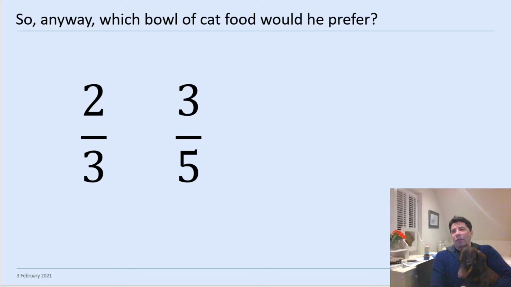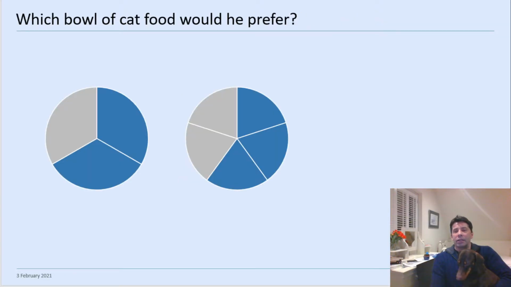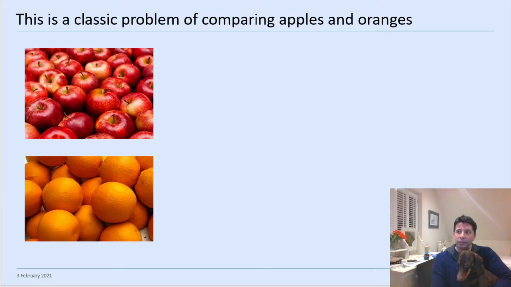Anyway, which bowl of cat food would Chewy prefer, given that he prefers more rather than less? Here are some pictures of some bowls of cat food. On the left there's 2/3, on the right there's 3/5. You might be able to see which is the bigger. You might be able to have an opinion about that.